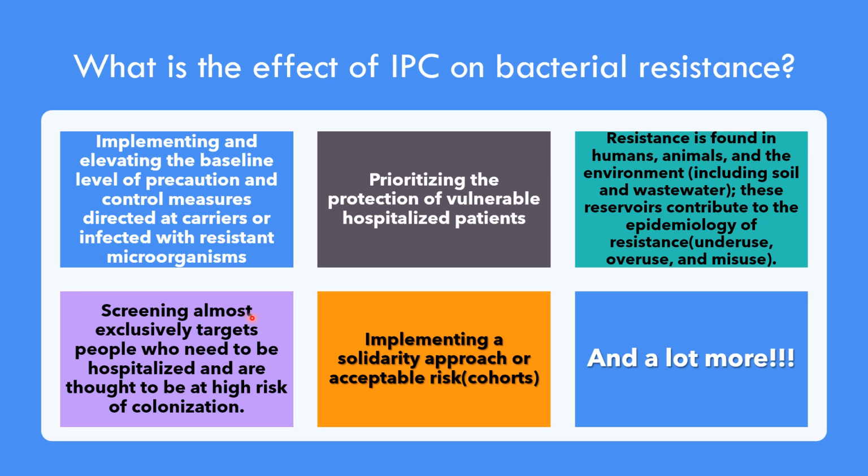Infection prevention and control also screen almost exclusively people who need to be hospitalized and are thought to be at high risk of colonization. They also implement an isolation approach of acceptable risk, with cohorting, either putting patients together or keeping them separated, and a lot more.